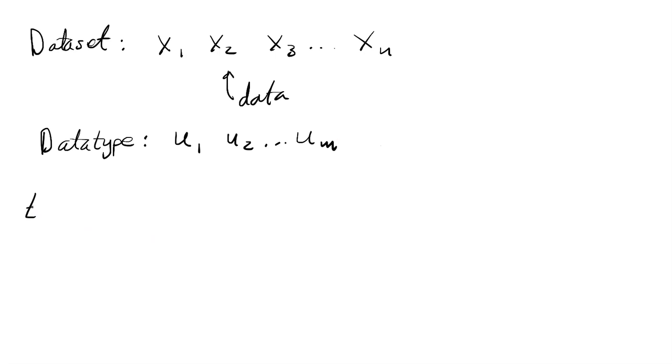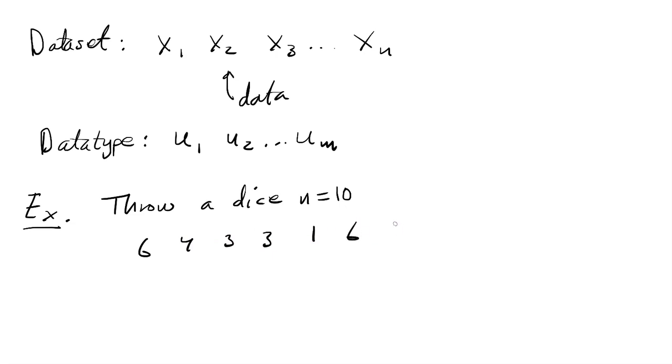So for example, if we throw a die 10 times, then we will have 10 results. For example, we get 6, 4, 3, 3, 1, 6, 2, 4. How many do we have now? 8, 9, and 10. So we have 10 data. So this is x1, x2, and this is x10. So we have 10 data in the data set.